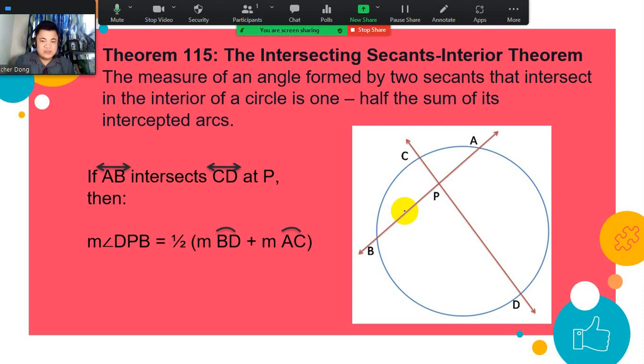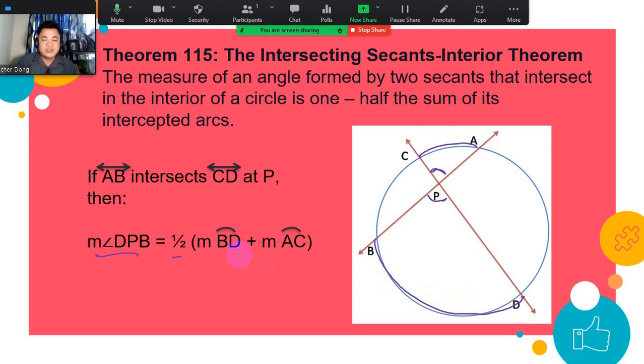The intersecting secants interior theorem says that the measure of an angle formed by two secants that intersect in the interior of the circle is one half the sum of its intercepted arcs. Okay, so as you can see in the illustration, the angle formed is inside, so it's angle DBP. To solve for angle DBP, you need the two arcs. Angle DBP is also congruent to this angle because they are vertical angles. So if you are solving for the measurement of angle DBP, just remember to multiply 1/2 times the measurement of arc BD, which is the intercepted arc, plus the measurement of arc AC. In this case, we're going to add, since the angle is inside the circle.